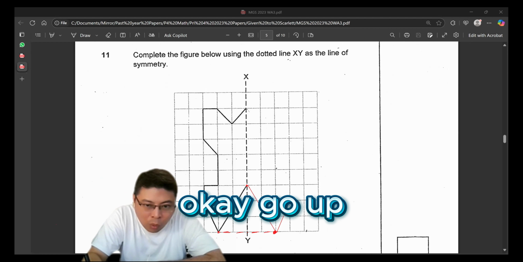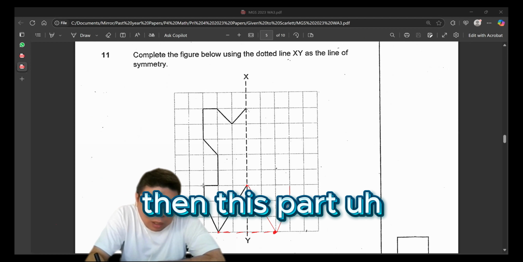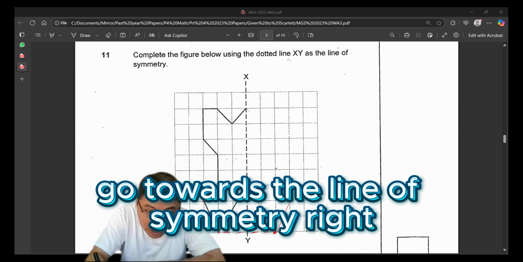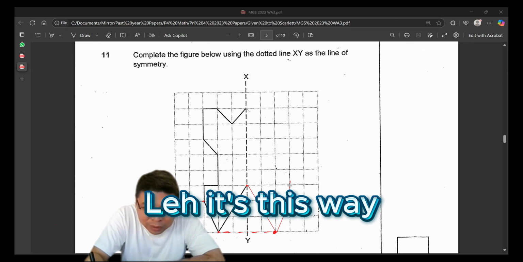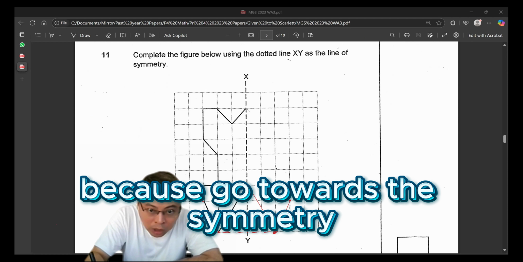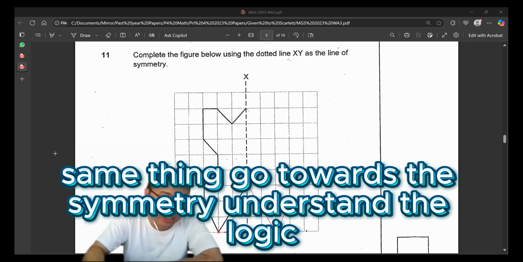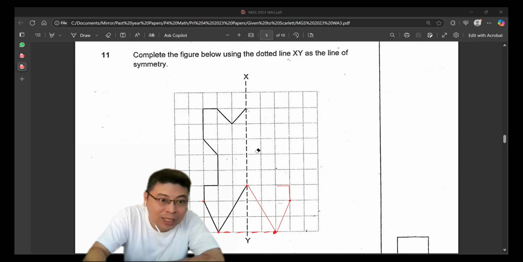This part goes up, right? Then this part goes towards the line of symmetry. So same thing, go towards. You don't turn this way. It's this way, because it goes towards the symmetry. Understand the logic? Okay, now it's here. Then go up by 2. Okay, same thing. This one goes away, right? Turn away from the symmetry line. Same thing, turn away.